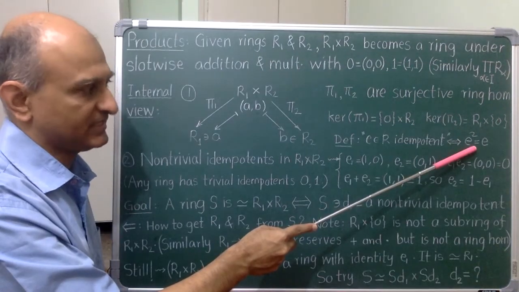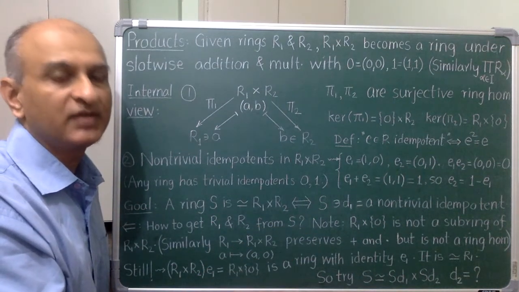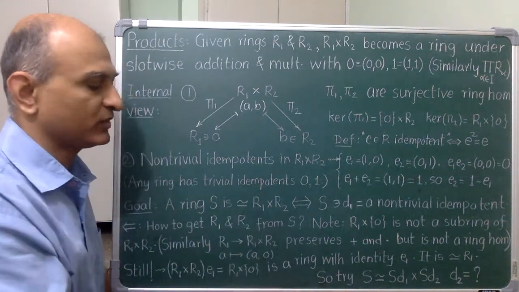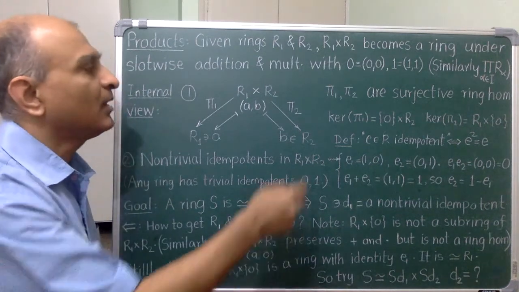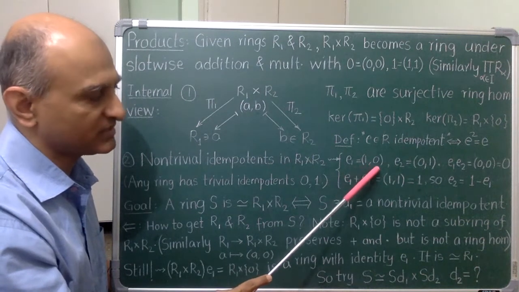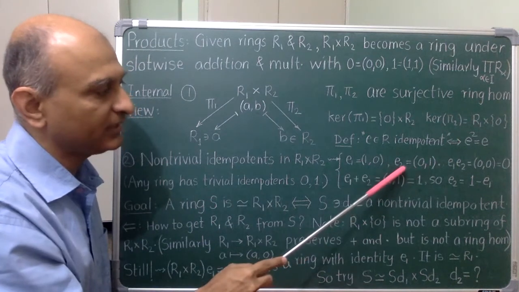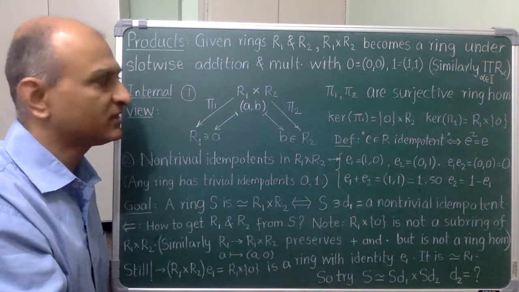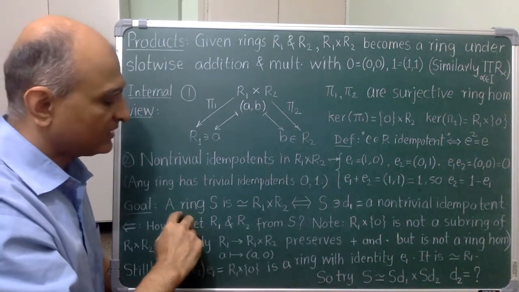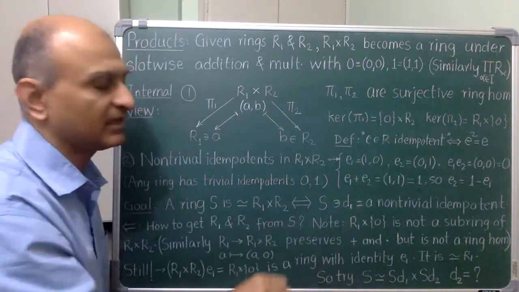E squared equals E means E times (E minus 1) is 0. In a domain that would force E to be 0 or 1. These are called trivial idempotents and they are there in any ring. But in R1 cross R2, there is a non-trivial idempotent (1, 0), which I call E1, and also (0, 1), which I call E2. These are crucial to understanding the product ring internally. In fact, a ring is isomorphic to a product precisely when it contains a non-trivial idempotent.